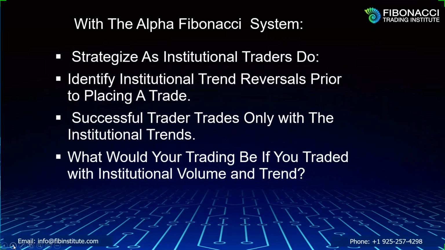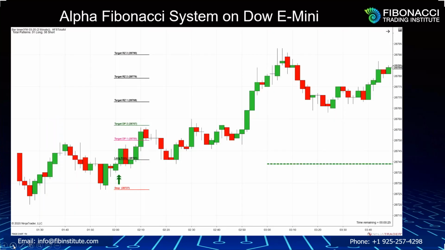So if you strategize as institutional traders do, if you identify institutional trend reversals prior to placing a trade, you trade drastically more consistently with a lot less stress, with a lot more predictability, with a lot more strategic trading. And here's the system on Dow futures, pure and simple. Pure entry, pure stop, pure targets.